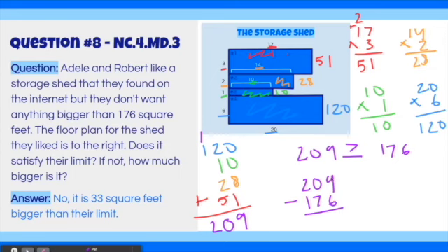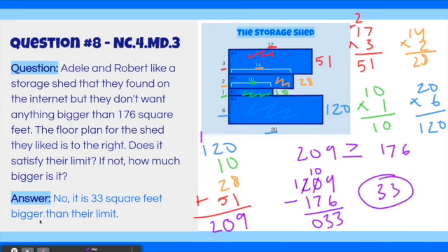You're going to start off with the ones place again. So 9 minus 6 is 3. Then you're going to move on to the tens place. So you can't take 7 away from 0. So you're going to make this 1 10, and you're going to make this 10. And so 10 minus 7 is 3, and then 1 minus 1 is just 0. So it is 33 square feet bigger.